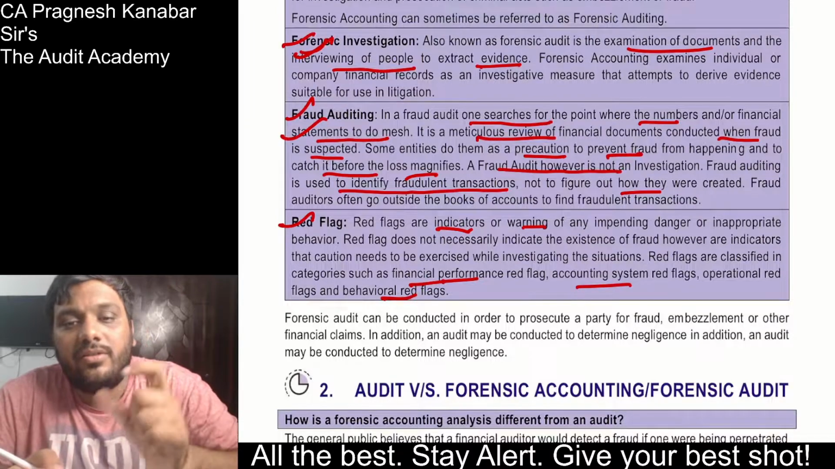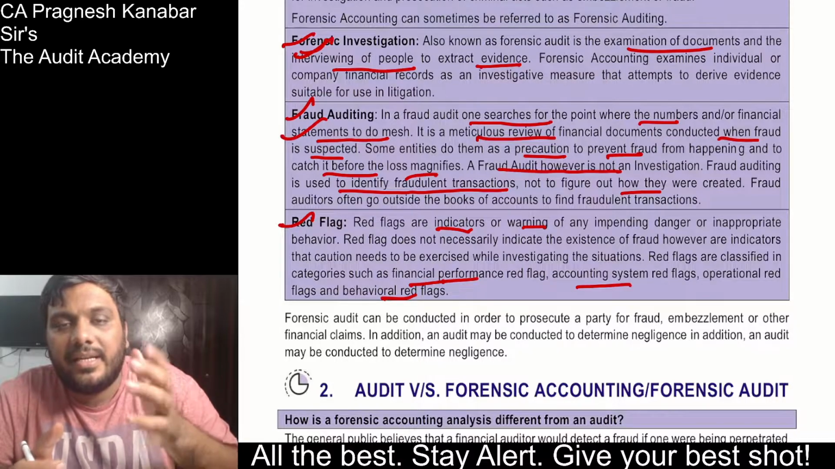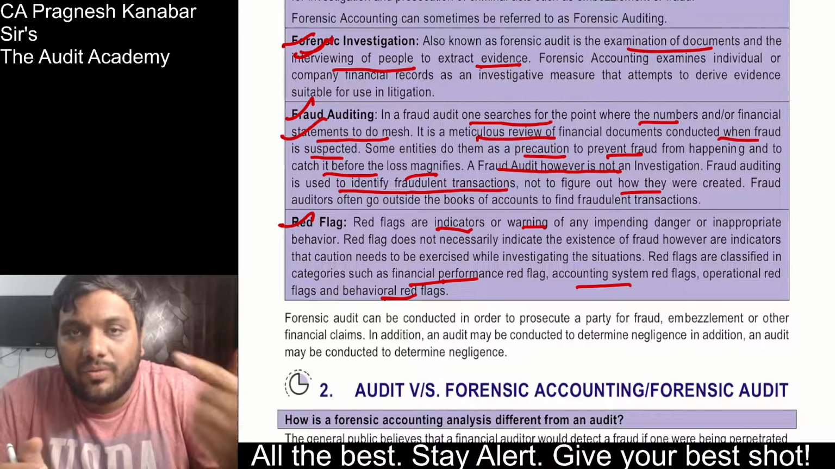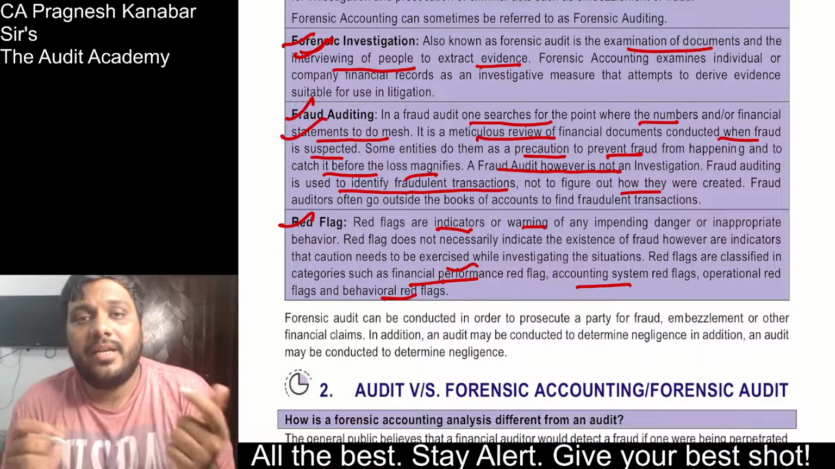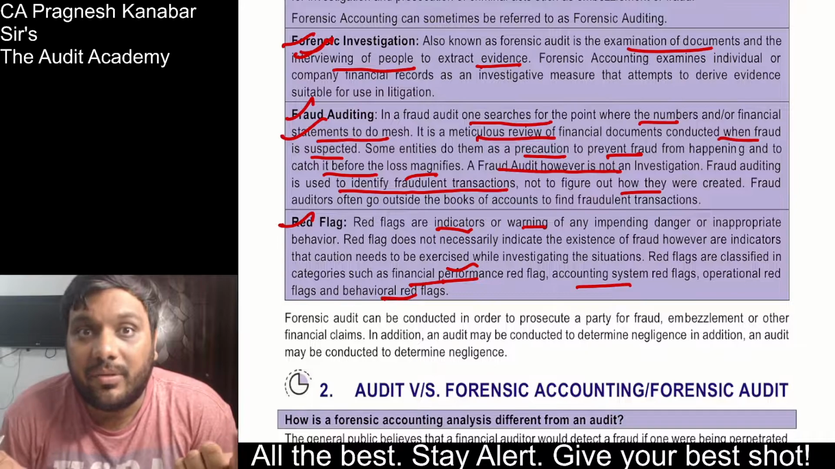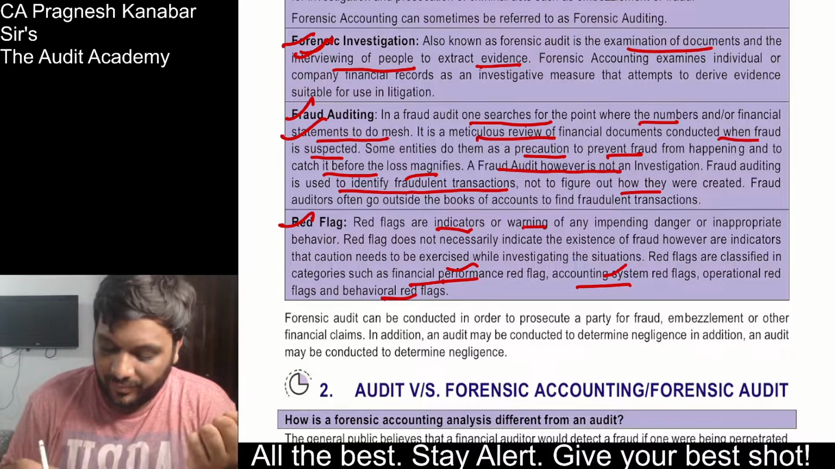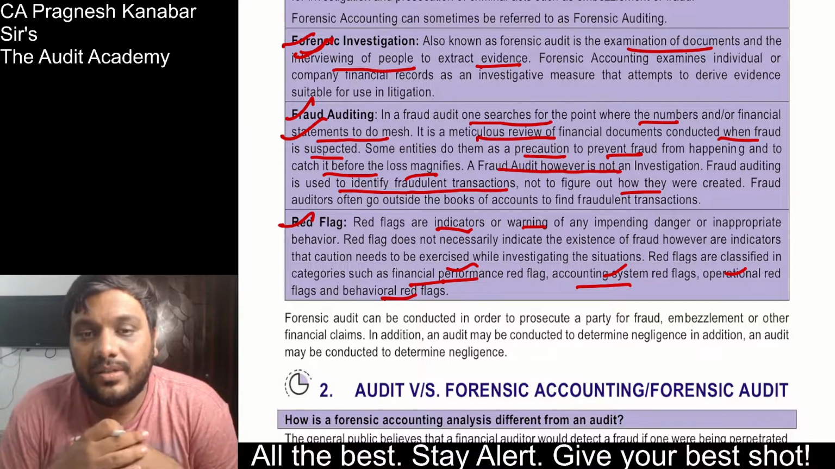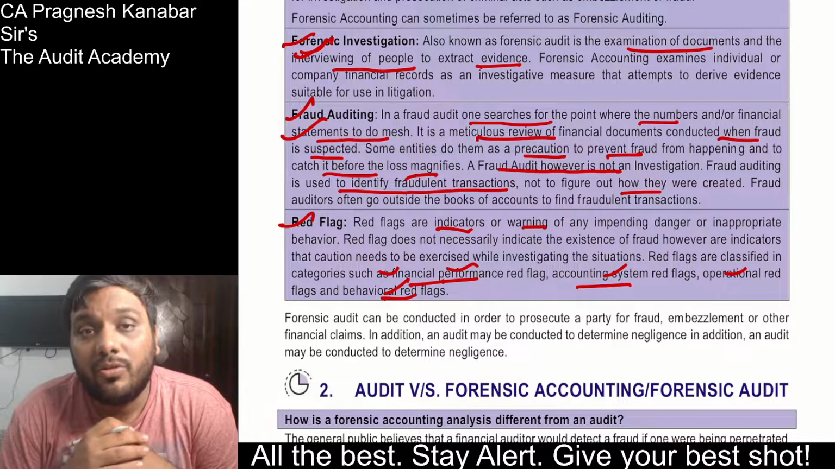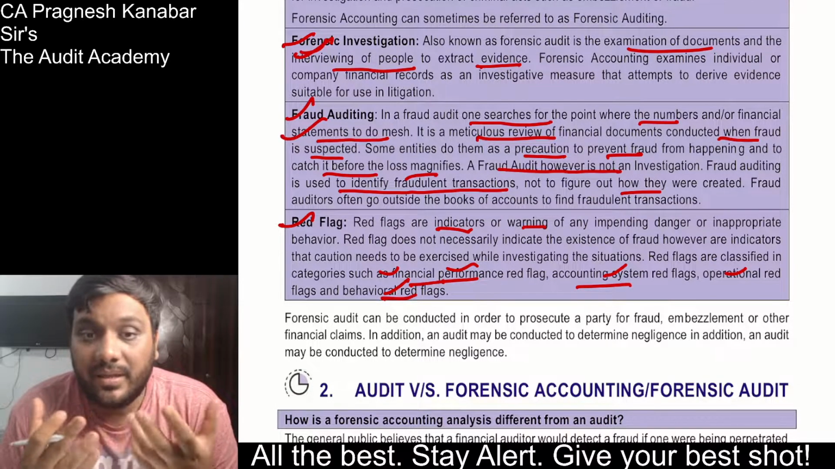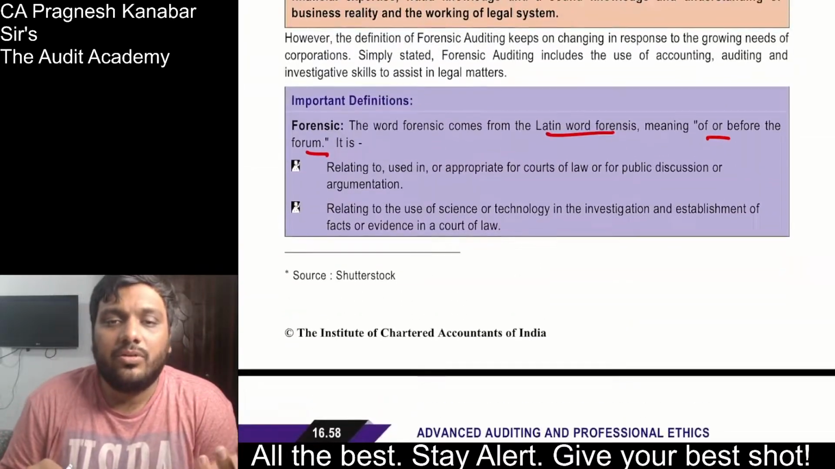Red flag is to actually find out the indicators or warnings. Whenever you are conducting an audit on some areas and you find out that there can be dangers over here, or there is a possibility of fraud over here, that is a red flag. Sometimes a debt equity ratio of 19:1 is a financial performance red flag. Accounting system red flag: manual intervention is allowed in an automated system. Operational red flag: a construction business and its operations itself are a red flag. Behavioral red flag: some employees behaving in an unusual manner. These terms you should know if they want to ask over here.